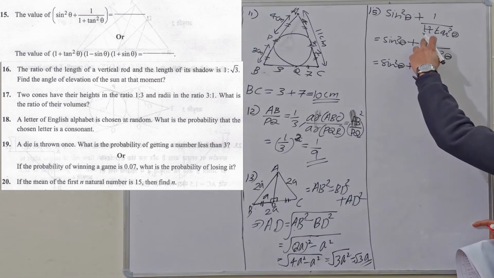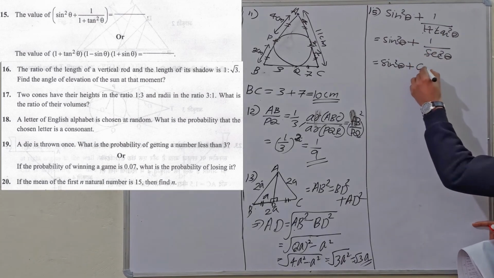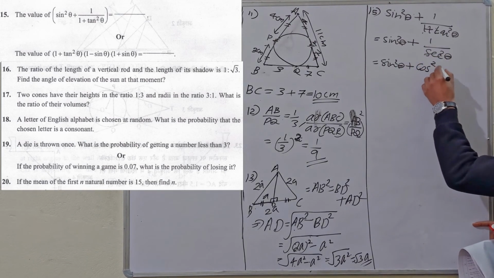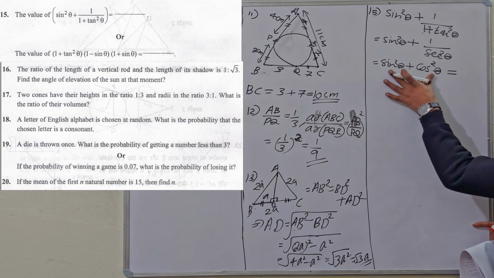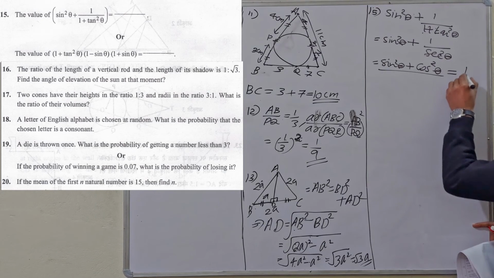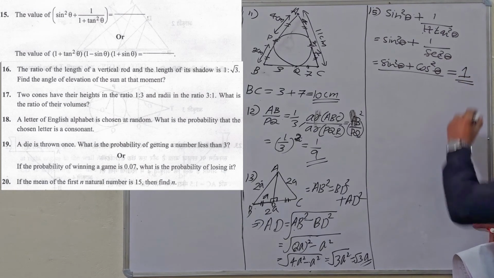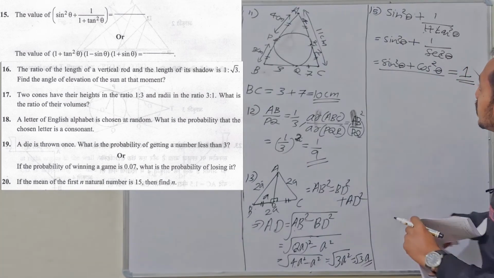Sec is the reciprocal of cos. Am I right? So obviously the reciprocal of sec will be cos. So 1 by sec square theta will be cos square theta. We have one more identity, that is sine square theta plus cos square theta is equal to 1. So therefore the value of this is 1. Clear? Okay. So two identities we have used.